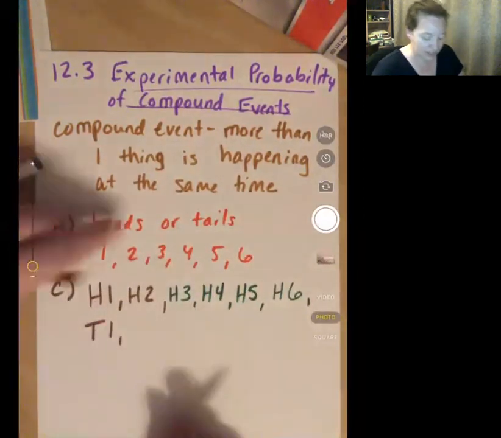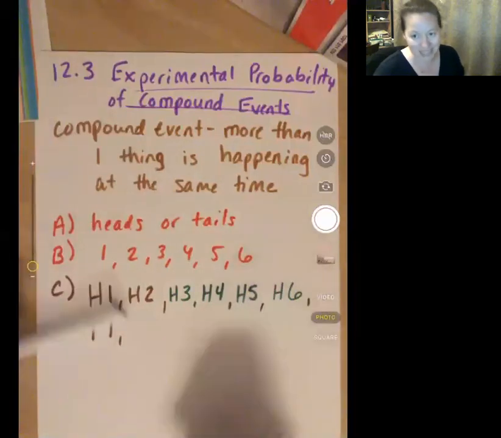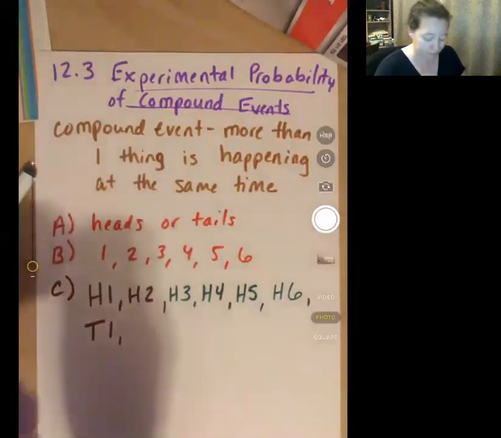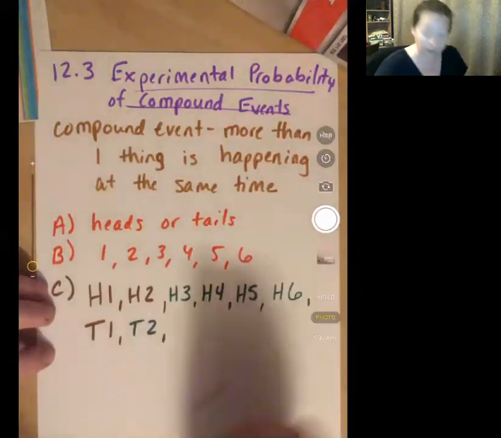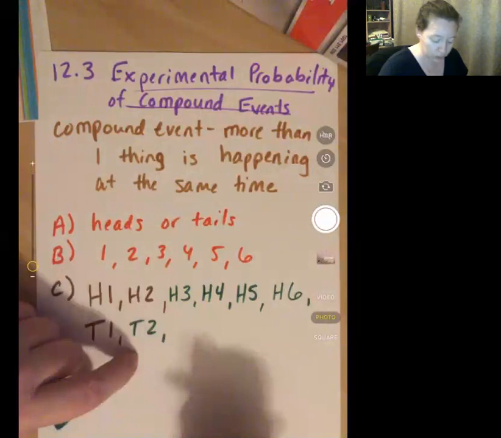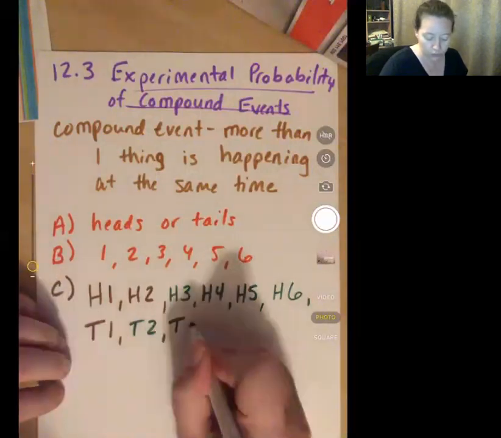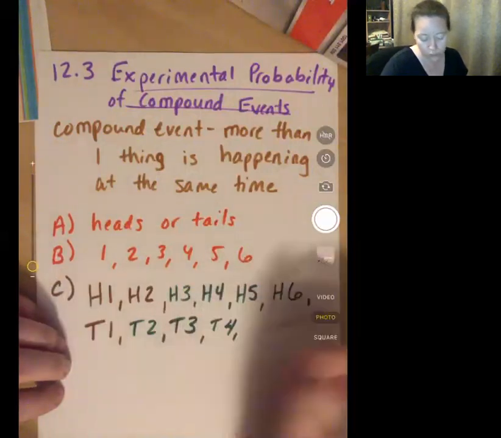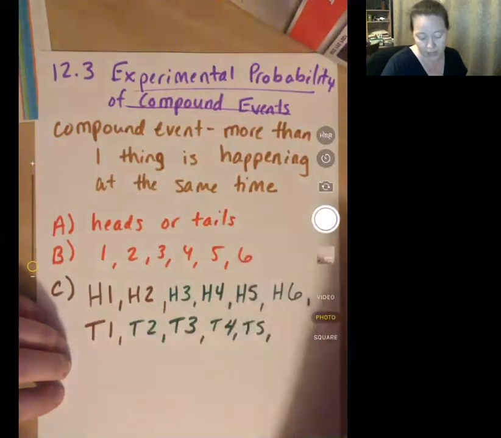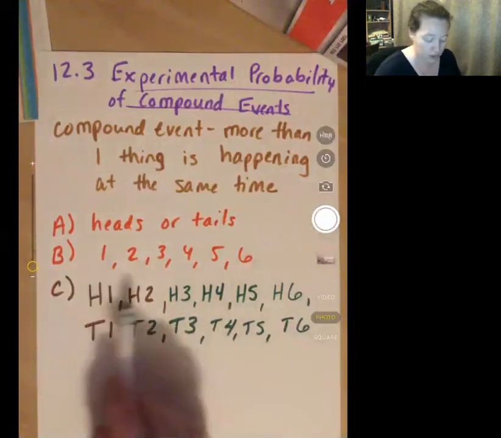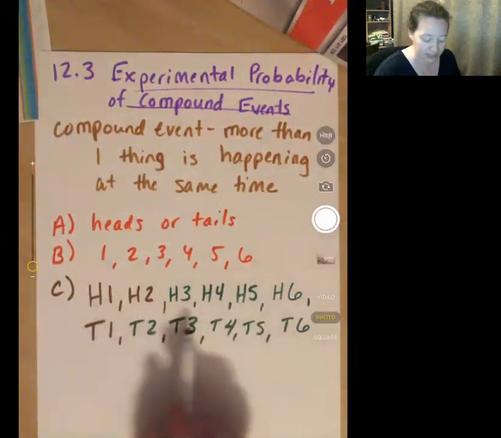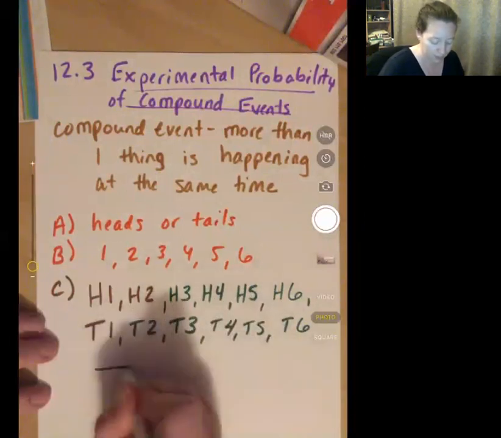T1. That is if I flipped tails and rolled a 1. So then we continue on. T2. If I flipped tails, rolled 2. Flip tails, rolled 3. Flip tails, rolled 4. Flip tails, rolled 5. Flip tails, rolled 6. So our total number of possibilities is 1, 2, 3, 4, 5, 6, 7, 8, 9, 10, 11, 12, for our total number of possibilities.